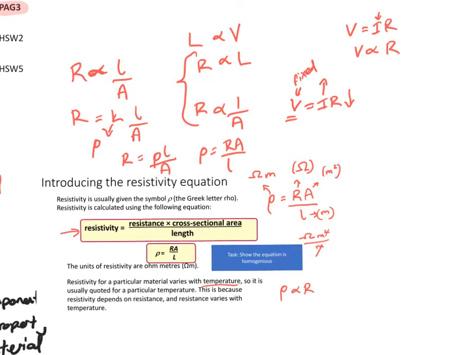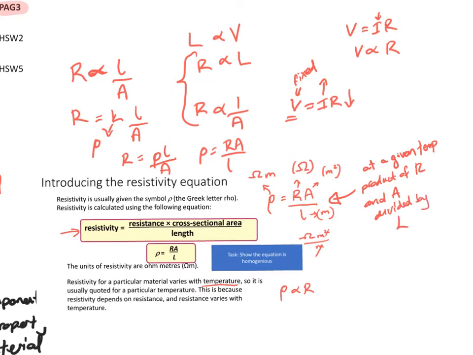Okay, so to define resistivity, we just simply use the equation again. So resistivity at a given temperature is the product of resistance and its cross-sectional area divided by length.